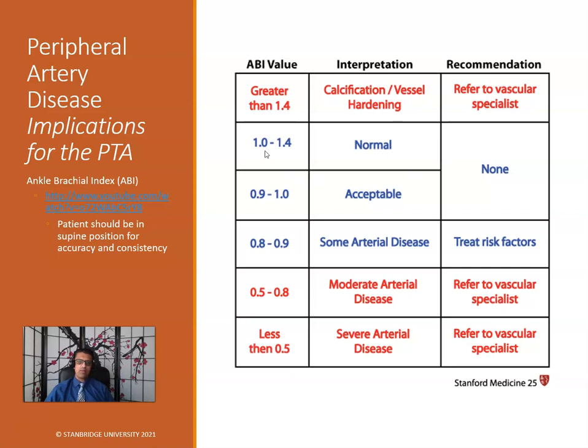If their ABI value is 1 to 1.4, that's normal. 0.9 to 1, acceptable, nothing to be done. If it's less than 0.5, severe arterial disease, refer to vascular specialists. 0.5 to 0.8, moderate arterial disease, refer to vascular specialist. Okay, so these are some things that we want to look at, and again, I'll play this video in class so that you can see how to monitor the ankle brachial index.